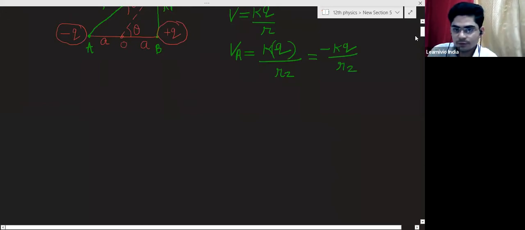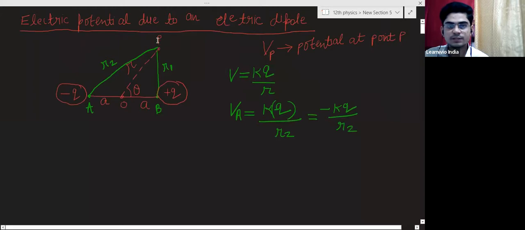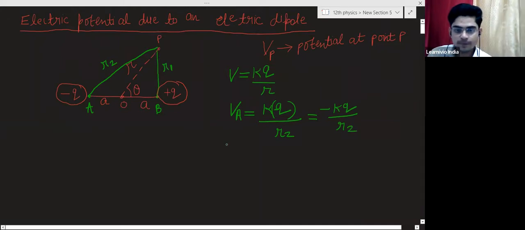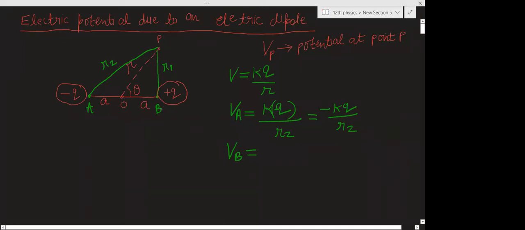Now again we will calculate the potential due to the positive charge. This is the positive charge, and we will calculate the potential. What is the meaning of VB, Matthew? Potential at that B. Very good.